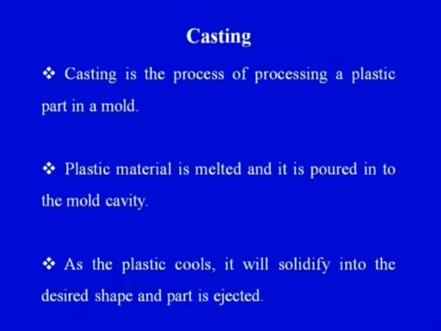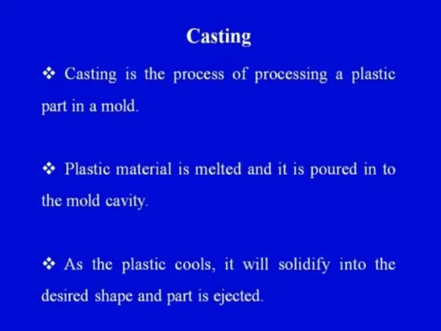Now this is one of the simplest processes which is used for processing of plastics. Casting is the process of processing a plastic part in a mold. So basically it is a process in which a plastic part is made in a mold. Now what are the requirements? The requirements are we should have a furnace or equipment in which we can melt the plastic, that is the first requirement. Second requirement is that we should have a mold. The mold should be of the shape of the final product.